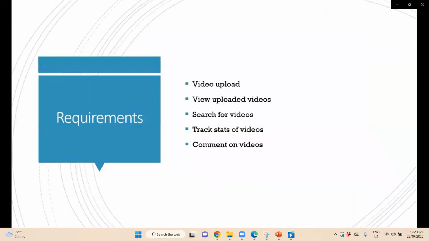So the requirements are going to be uploading videos, being able to view those videos, a basic search functionality so users can find videos based on a certain keyword, tracking stats like view count, likes and dislikes, and basic commenting on those videos. During an interview, you're going to have a very limited amount of time, so it's always important to make sure that you ask the interviewer what exactly they want, and if you're confused at all, it's always better to clarify before you make any false assumptions.